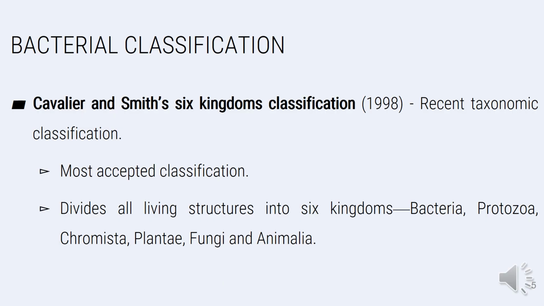Bacterial classification. So first you should understand the importance of Cavalier-Smith's Six Kingdom classification, which was done in 1998, which is the recent taxonomic classification. This one is the most accepted classification and divides all the living structures into six kingdoms: bacteria, protozoa, chromista, plantae, fungi, and animalia.